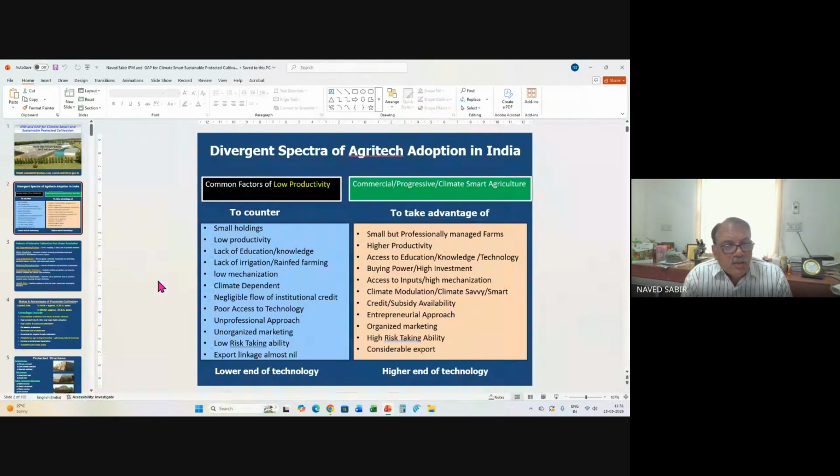better quality, off-season things, and in an entrepreneurial mode, in a business-like and professional approach, you could do much better agriculture than otherwise expected. So this is how protected cultivation started.